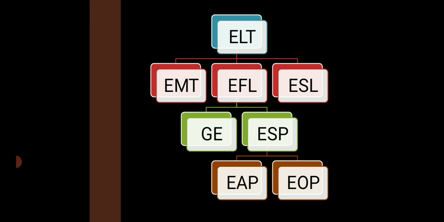So we have general English or GE. General English is the English taught at schools. You have learned English at elementary school, junior high school, senior high school, right? The English that you learn is the example of general English. And what about ESP? ESP is the teaching of English to meet the specific needs of the learners. Okay, there are characteristics of ESP which make it different from general English.